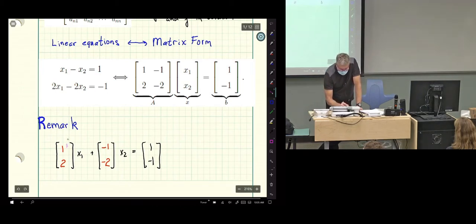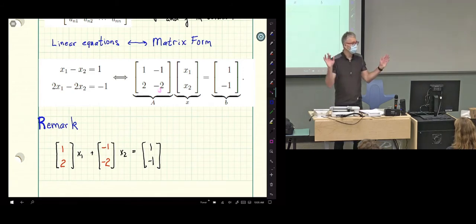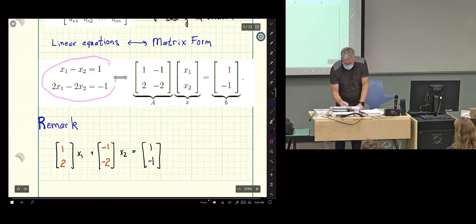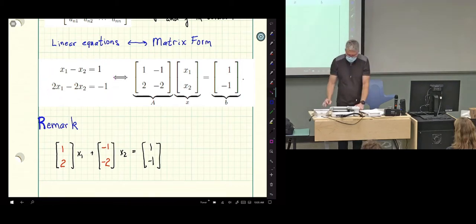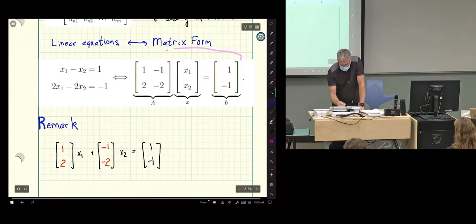And then notice this becomes the first column of A, this becomes the second column of A, etc. Whichever way is easiest for you to see the correspondence, it's all good. It doesn't really matter. The main thing is to go from writing out equations like we do when we're first learning mathematics to then putting them into this form right here.